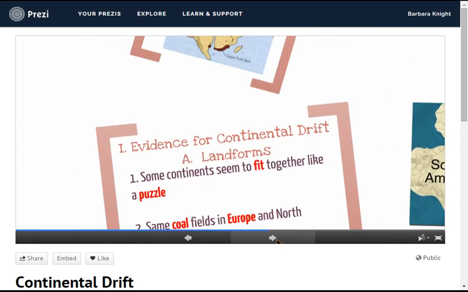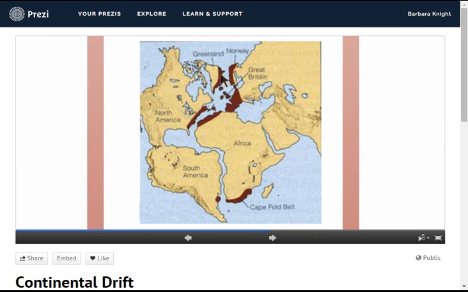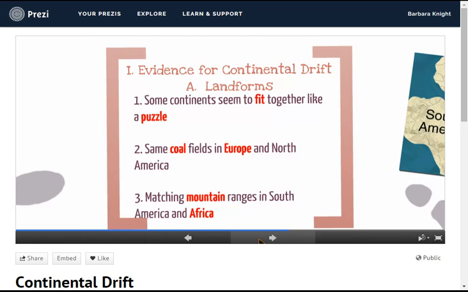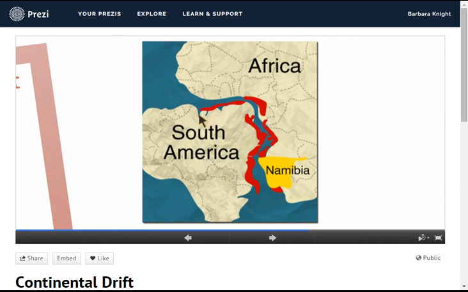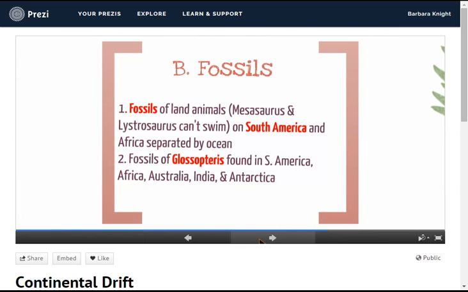We also see the similarity in the coal fields that are found on places that were also together in the supercontinent, and that it's one huge puzzle piece that can be actually joined.